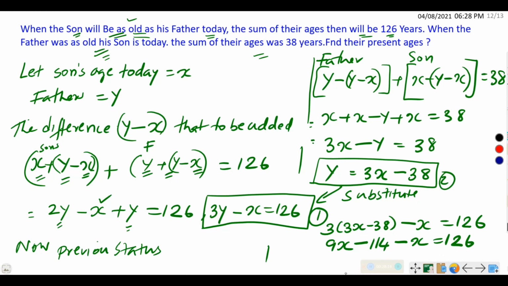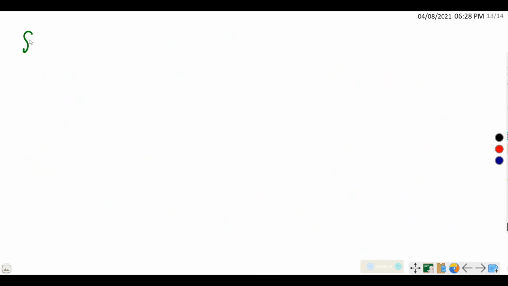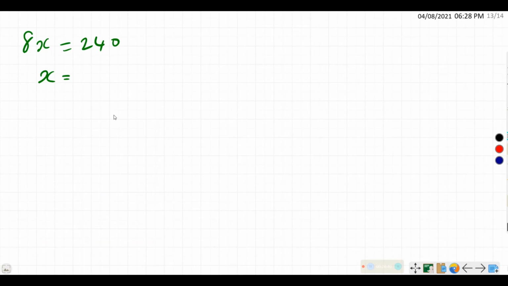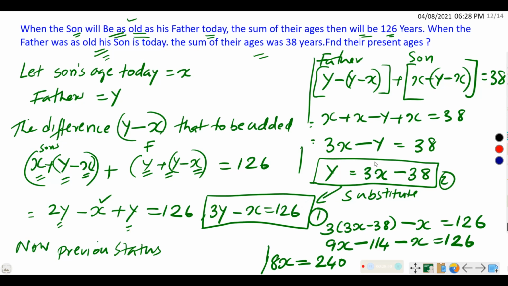That means 8x हो गया. 8x minus 114 equals 126, so 8x is equal to 240. x is equal to 240 upon 8, which is equal to 30. And we know that is x. x is considered to be the age of son today.